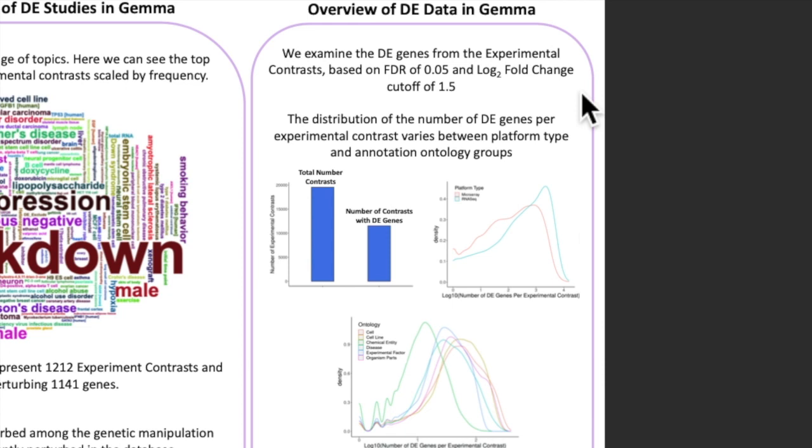Here we can see that experiments conducted using RNA-seq have more genes that are differentially expressed in comparison to that of microarray studies. Furthermore, when looking at the distributions when broken down by the topic the experimental contrast annotation was derived from, chemical entity studies, that is, studies examining the effect of various chemical treatments, appear to have a fewer number of DE genes in comparison to the other major topics in GEMMA.